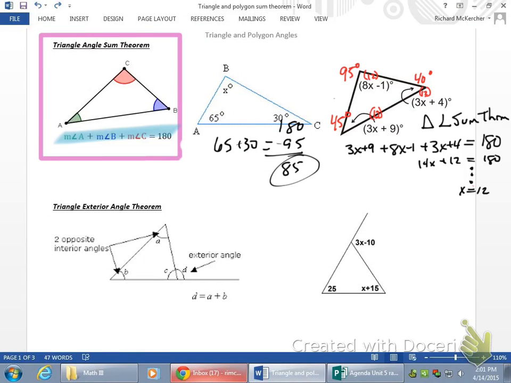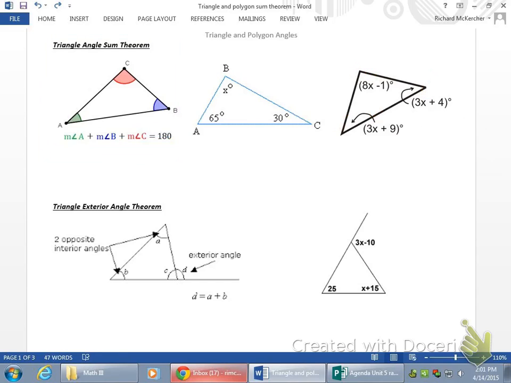Alright, Math 2, we're going to look at some old theorems, some theorems that you should remember from middle school, and we're just going to fly through them real quick, okay? And that's what we're going to start with.